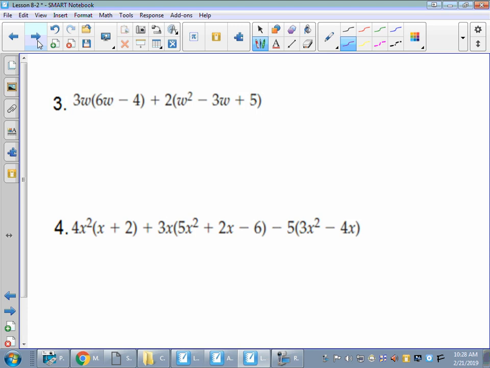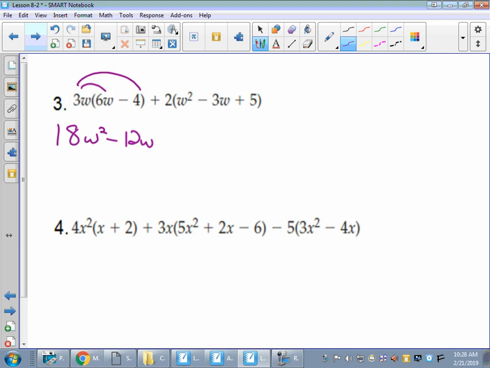So let's use this first one over here. 3w times 6w is going to give us 18w squared. Don't forget to add those exponents. You've got a 1 and a 1 there, which makes 18w squared. And then 3w times a negative 4 is going to give us negative 12w.